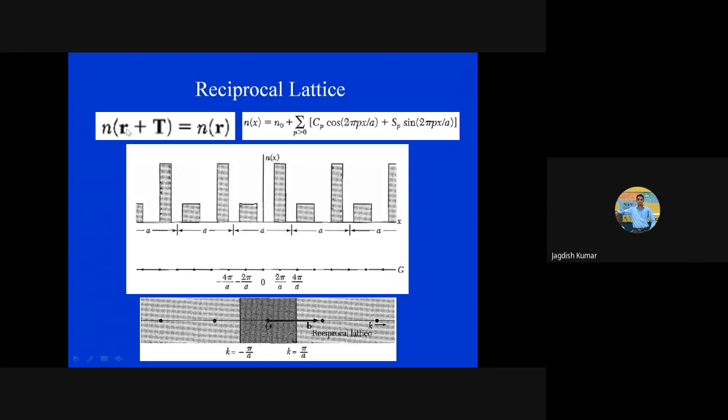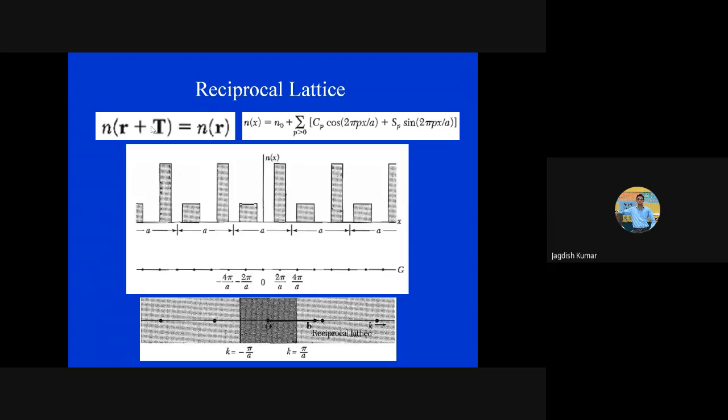The periodicity condition is that n of r plus T is equal to n of r, where capital T, and this is something interesting you should notice for the three-dimensional case, is the lattice translation vector. What is the lattice translation vector? It is n1 a plus n2 b plus n3 c. It tells us how the lattice points repeat in three-dimensional space, or what the periodicity of lattice points in three-dimensional space is.